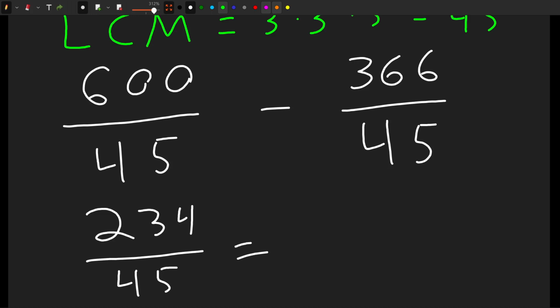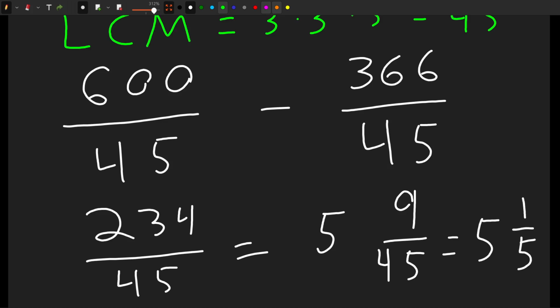And then simplifying this out, let's see, 45 times 4 is 180, so 45 times 5 is 225, so I will have 234 minus 225 is 9 over 45. And then I will be left with 5 1/5. Nice. Wow.